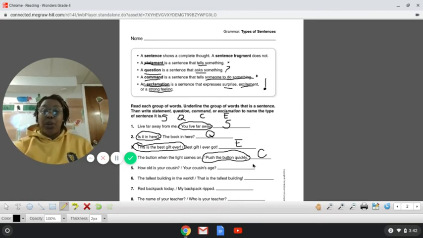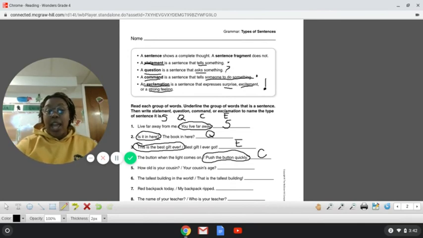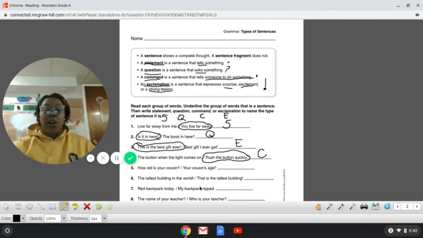So I'll give you a few minutes to work on this worksheet or to look at the screen and figure out the rest of our sentences. Which ones are full, complete sentences? And what types of sentences are they? Are they statements telling you something? Are they questions asking you something? Are they commands telling you to do something? Or are they exclamations showing you surprise and excitement?